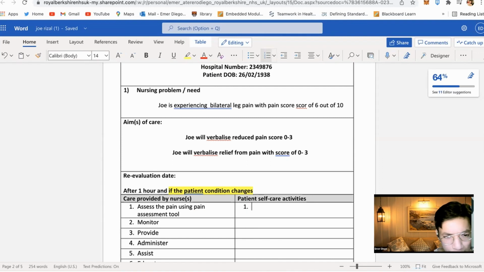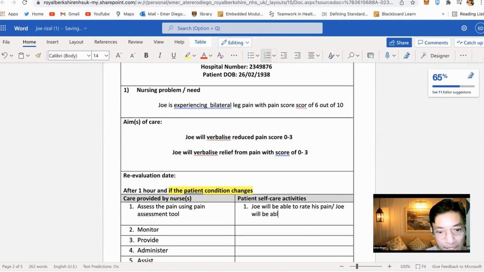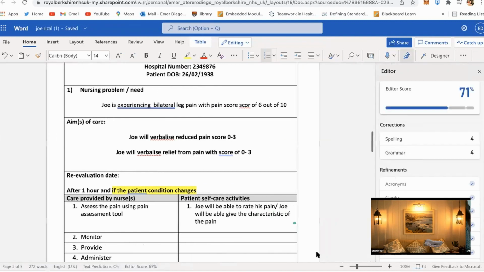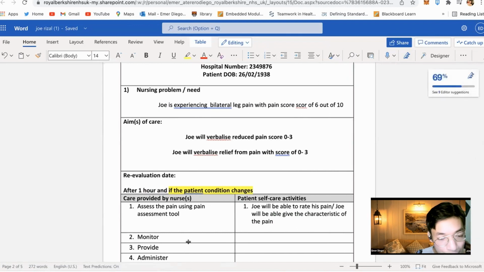Think about what Joe can do for himself, or what Joe can do independently based on this intervention. You could write Joe will be able to rate his pain. Probably this is one of the examples. Alternatively, you could also write Joe will be able to give the characteristic of the pain. So that is your number 1. Any question?